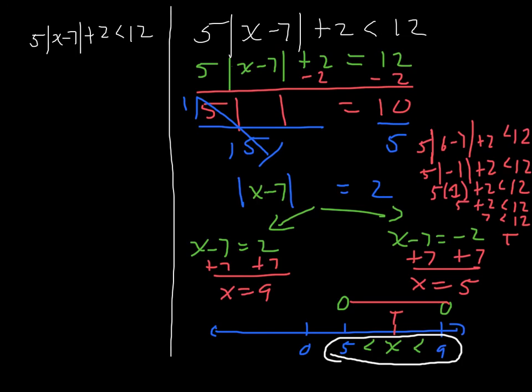Okay, so those are the notes for today. You'll see, I don't believe there was anything new. All we did was we applied together the absolute value idea and the inequality idea to come up with one answer. So the answer there for this one is 5 is less than x is less than 9.